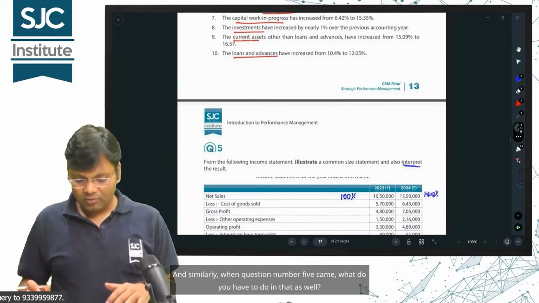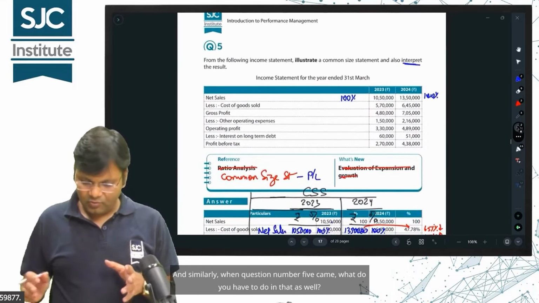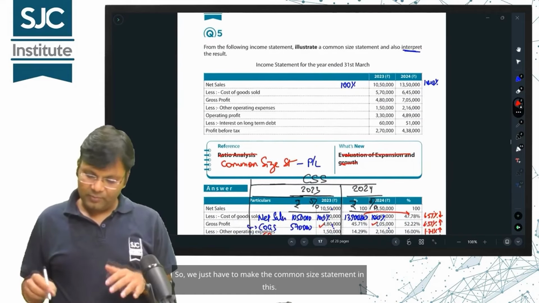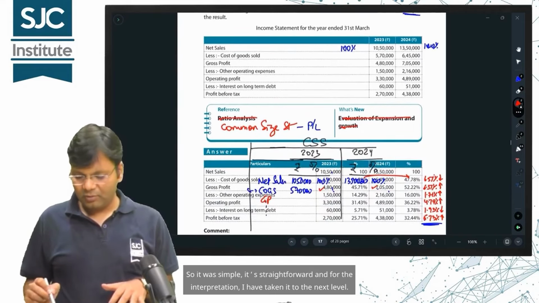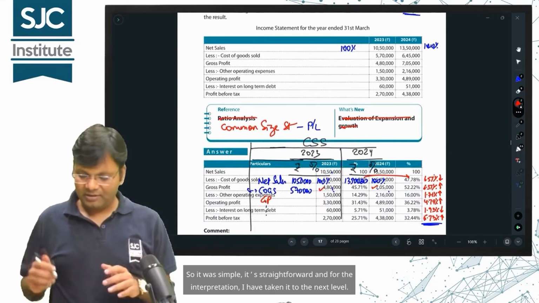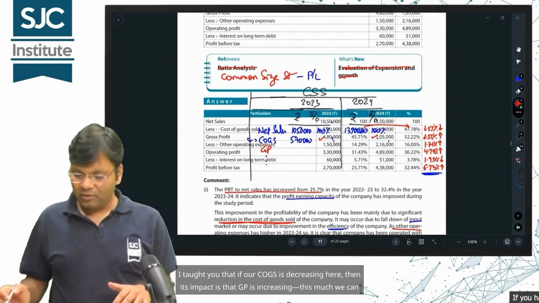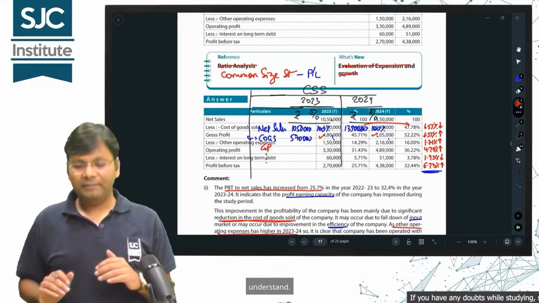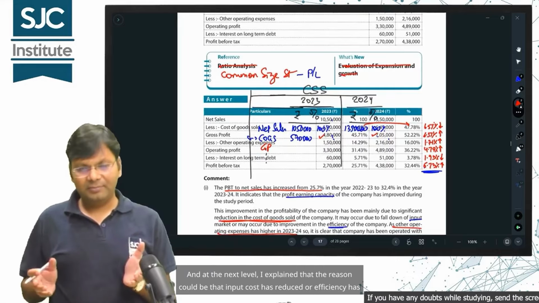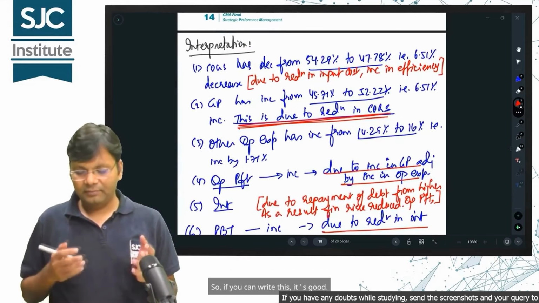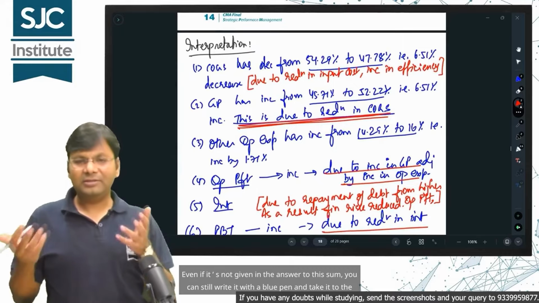And similarly, when question number 5 came, what do you have to do in that as well? You have to make a common size statement and give the interpretation. So, we just have to make the common size statement in this. So it was simple, it's straightforward, and for the interpretation, I have taken it to the next level. I taught you that if our COGS is decreasing here, then its impact is that GP is increasing. This much we can understand. And at the next level, I explained that the reason could be that input cost has reduced or efficiency has increased. So, if you can write this, it's good.